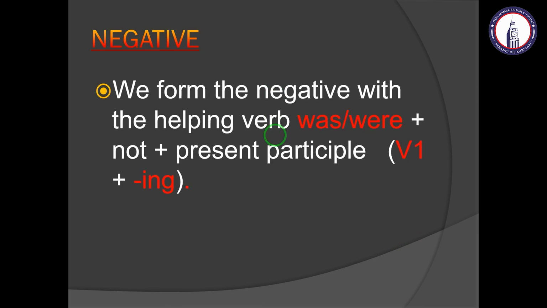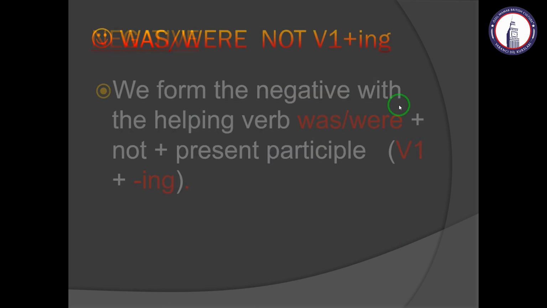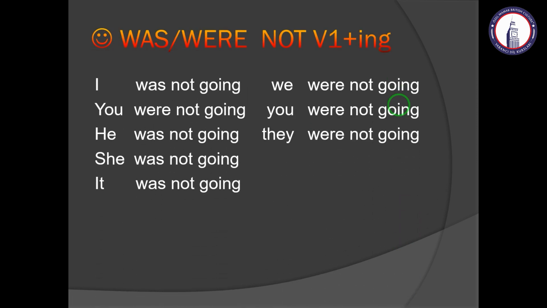And for the negative form, we bring a not after was and were. For example, I was not going. You were not going. Sometimes you can say you weren't going, I wasn't going. He was not going. She was not going. It was not going. We were not going. You were not going. And they were not going. So this is the affirmative form, negative form, and question form for past continuous.